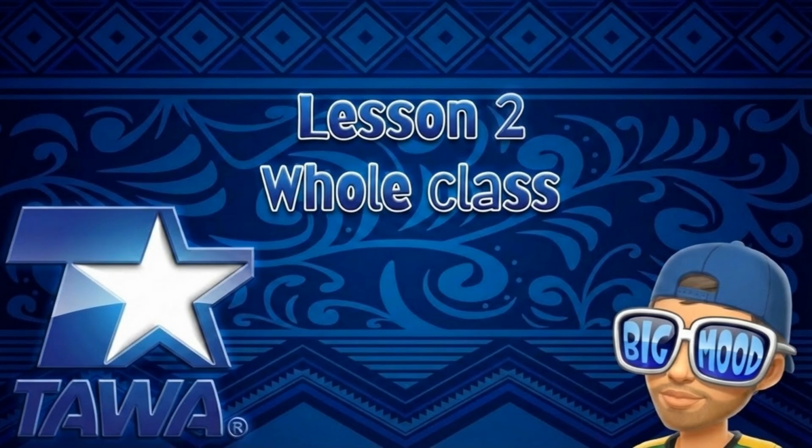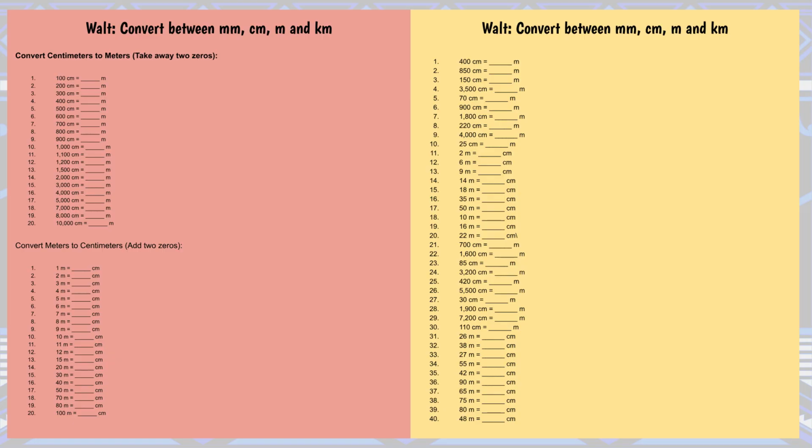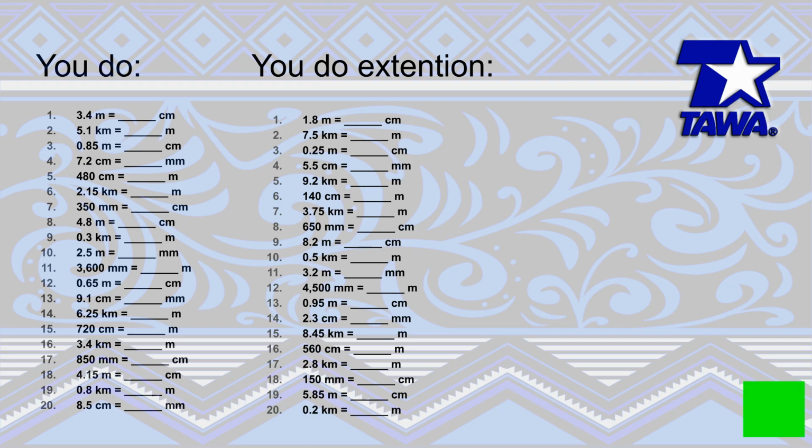Moving on to Lesson 2, another whole class session. The aim remains converting between millimeters, centimeters, meters, and kilometers. Practice converting centimeters to meters by removing 2 zeros, and meters to centimeters by adding 2 zeros. Here are some practice problems for you to work through, converting between different metric units of length.